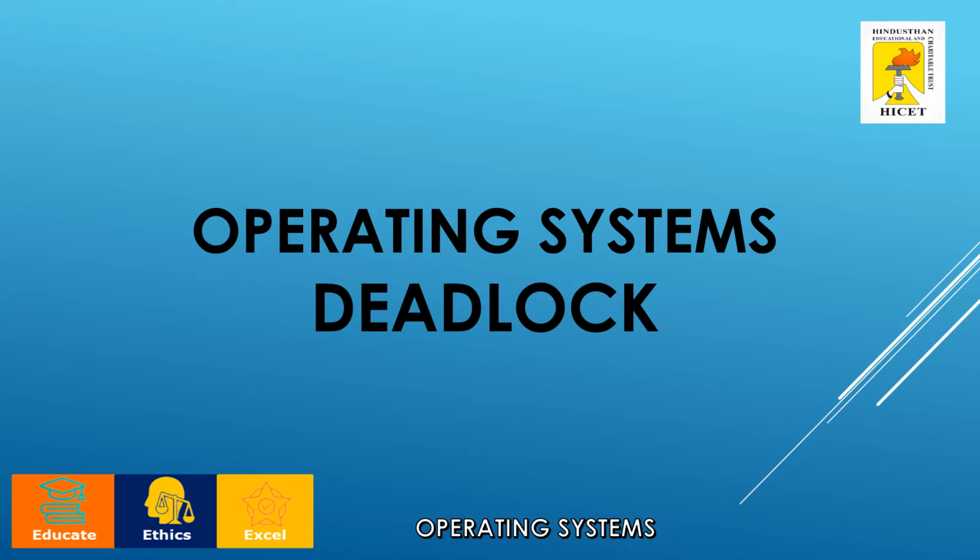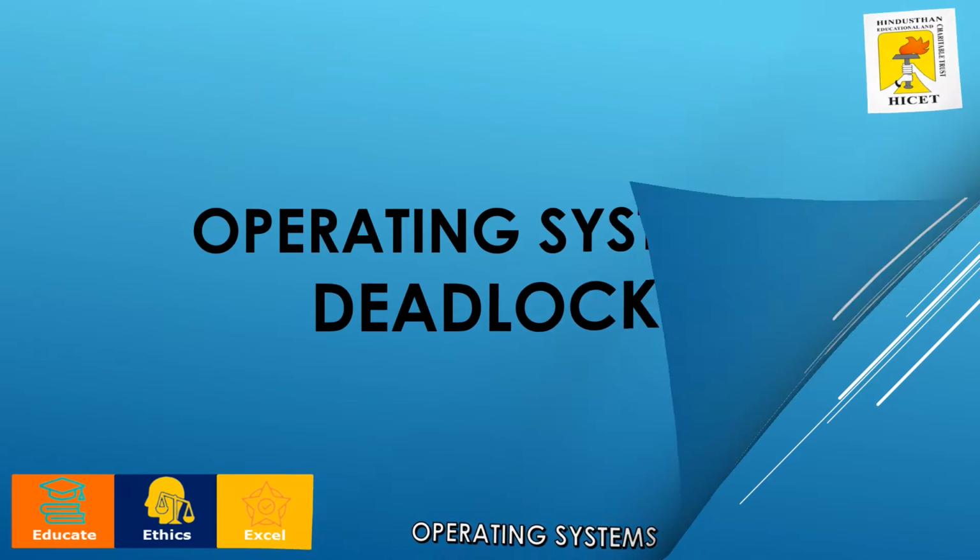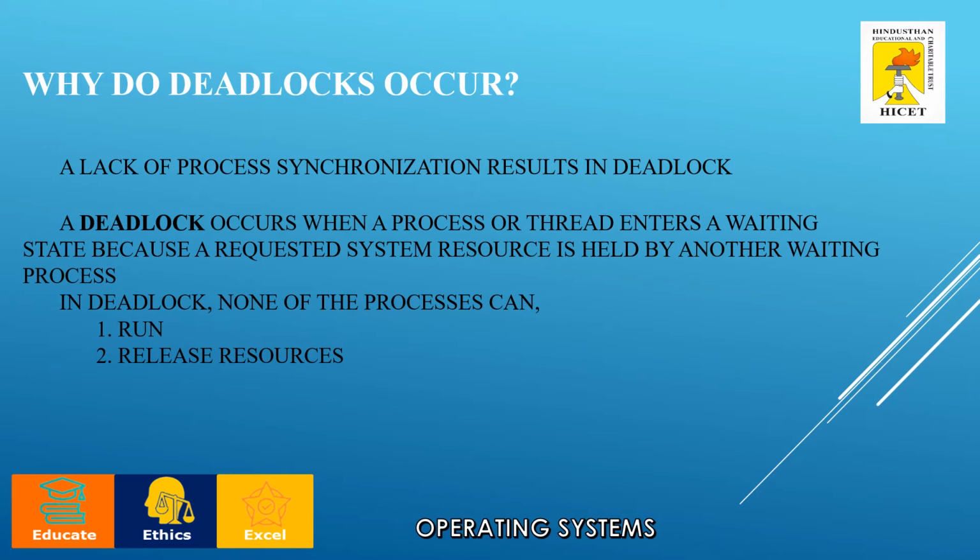Today I am going to explain the concept of deadlock from operating systems. Deadlock is like an error. Lack of process synchronization results in deadlock. When two or more processes are waiting to access the same resource, a deadlock may occur. In deadlock, none of the processes can run and none of the processes can release resources.